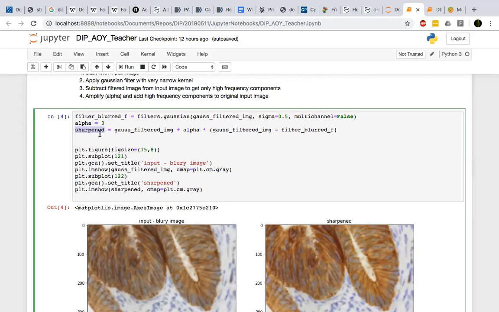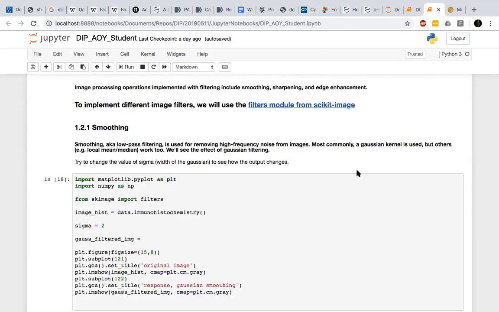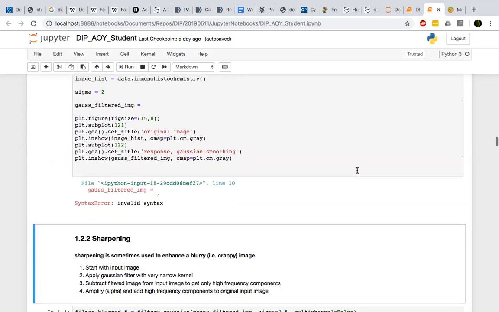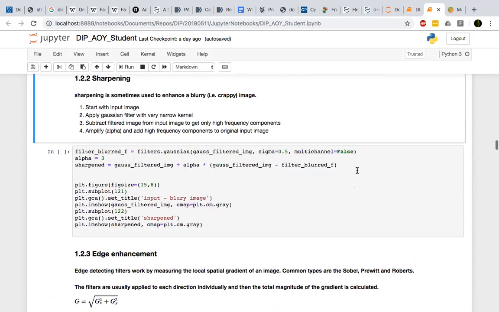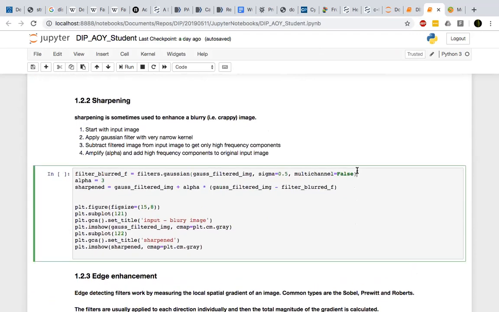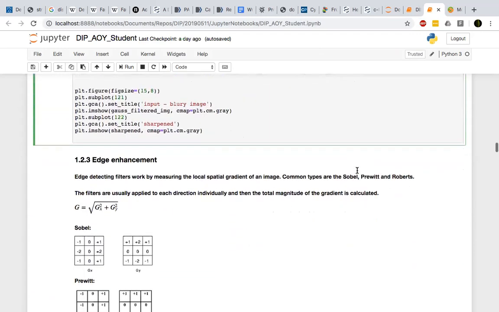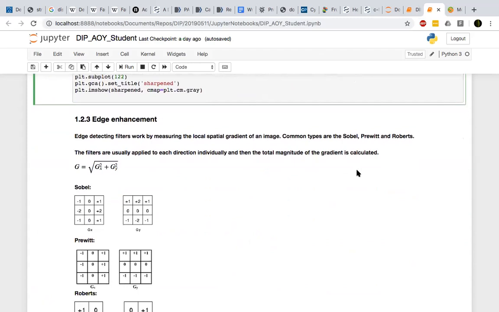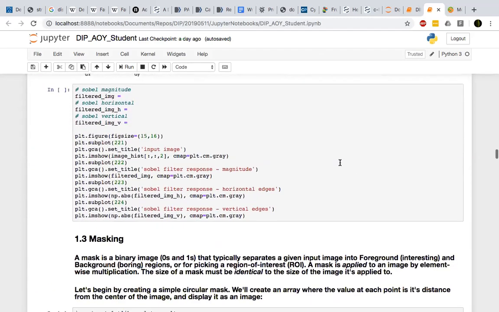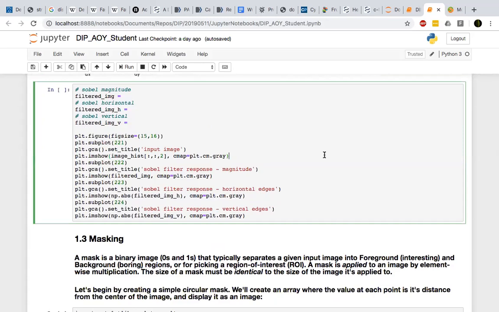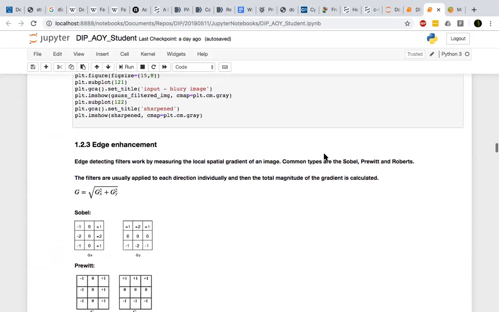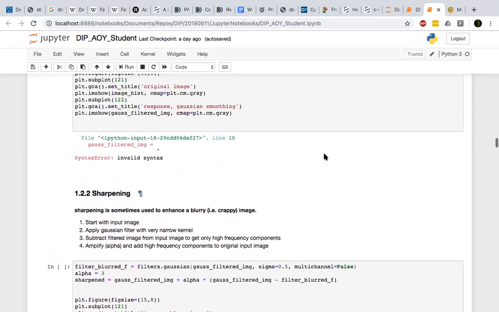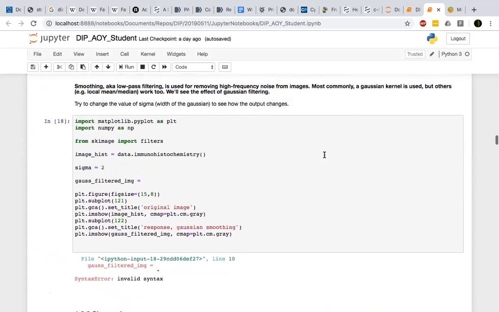Right. How's it going? Did you manage to smoothen things? Did you manage to find edges of things? You couldn't. Okay, so we're going to go over it together.